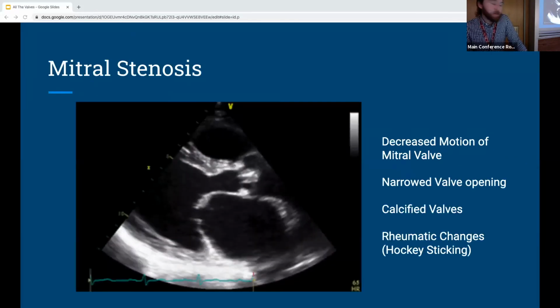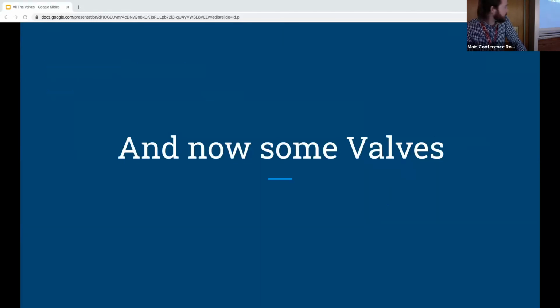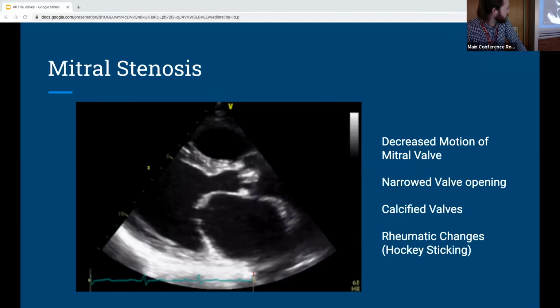So I'm going to start off with mitral stenosis. Unfortunately, this one was a good gift, but yeah, it did that on mine too.